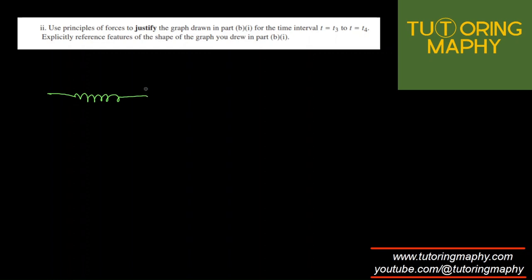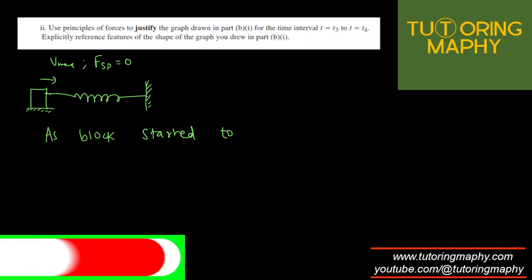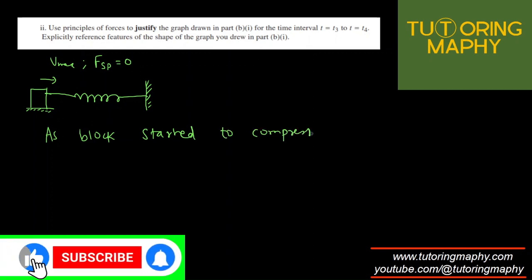We are going to say that initially, at the time of collision, there was no force, because the spring was at its natural length. So the velocity was maximum and F of spring, F_sp, was zero. But as the block started to compress the spring, the force of spring increases, obviously towards the left side.